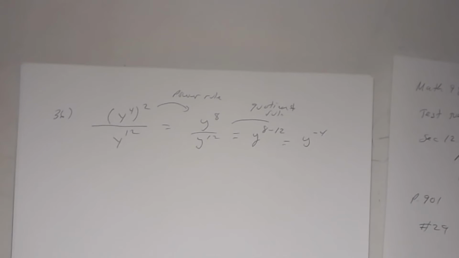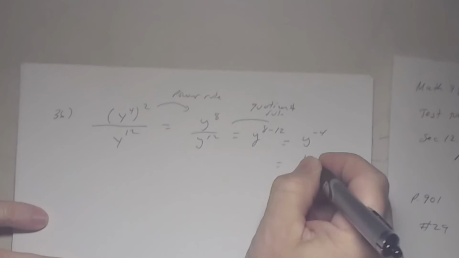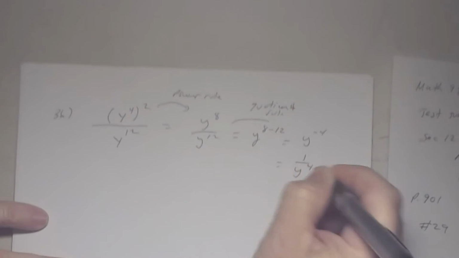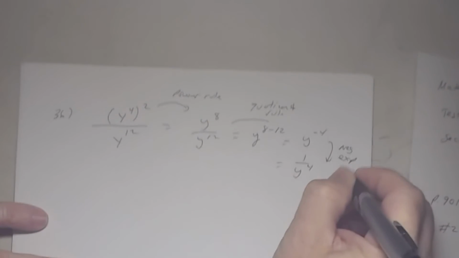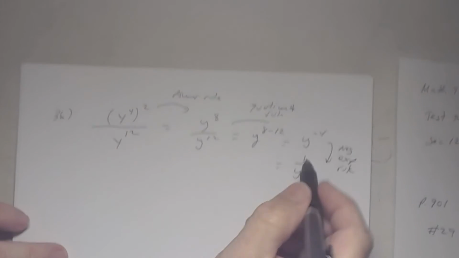One more rule and we're done. What's the next rule you're going to use? The negative exponent rule. So what's the answer? 1 over y to the fourth. Yeah, so that's the negative exponent rule. All right, so there's your answer.